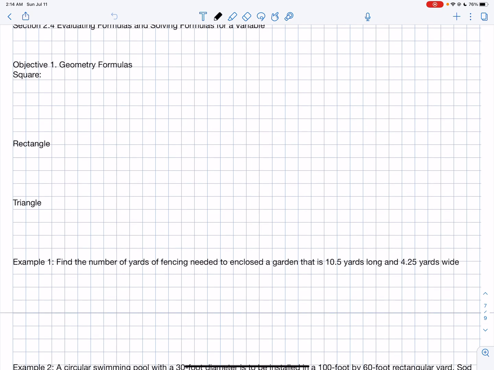A square is a shape that has 4 sides and they are the same. So I call that a side. The area of a square is equal to side times side, and that is side squared.